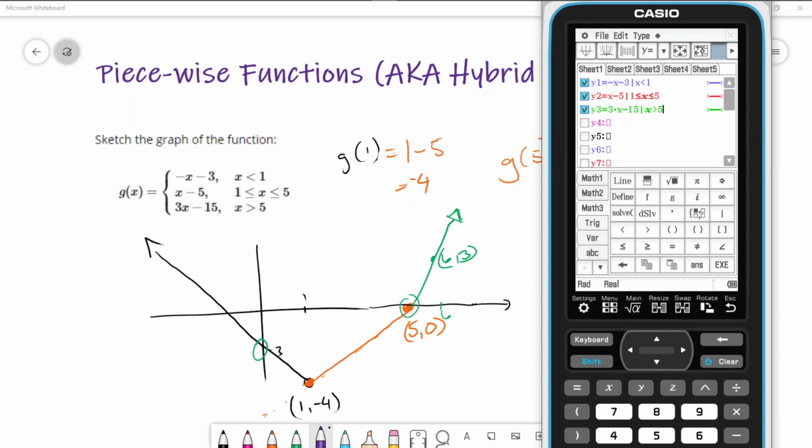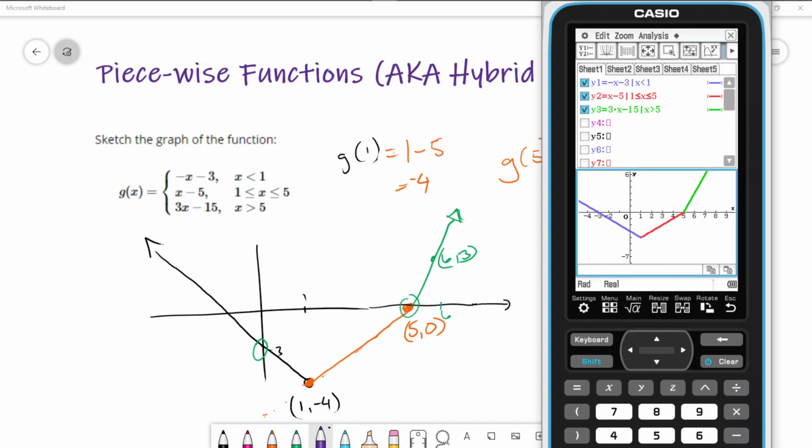Again, make sure they're all ticked, hit your draw button, and you can see that looks like what we've done here. Almost used the same colors too. I didn't even sync that up.